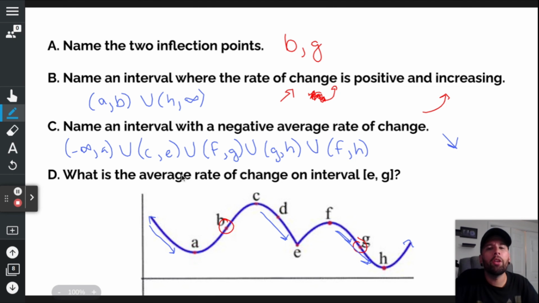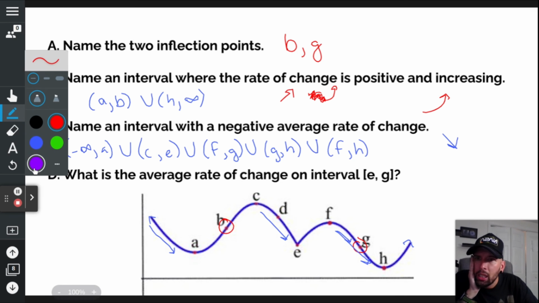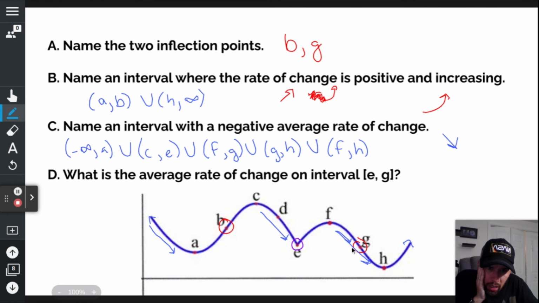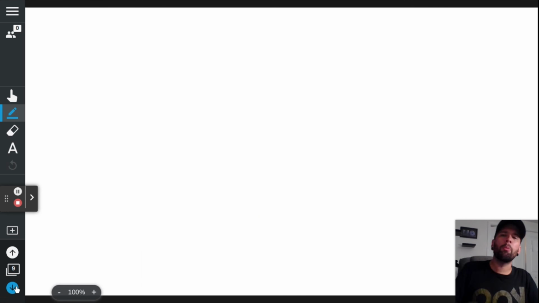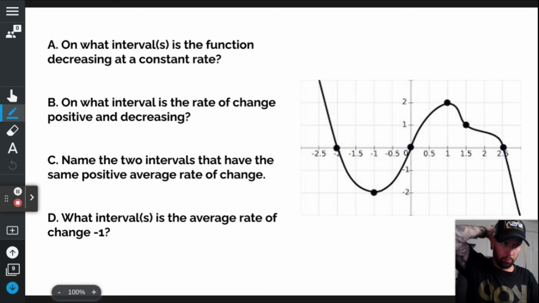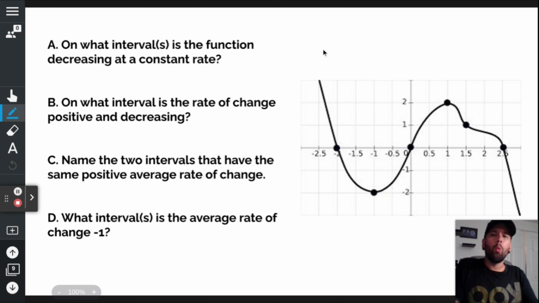What is the average rate of change on interval E, G? Here's E. To get to G, it's just a straight horizontal line. Well, that's 0, boys and girls. Moving on to the next one. A couple more, I think 2 more. Maybe 3 more. On what interval is the function decreasing at a constant rate?